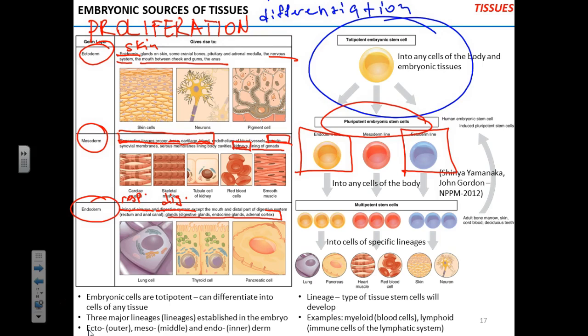So, again, for the ectoderm, skin, nervous system, and mouth and anus. For mesoderm, connective tissue, pretty much all of it. Skeleton, connective tissue proper, cartilage, muscle, kidneys. For endoderm, respiratory and digestive system, obviously except for mouth and anus. And that's pretty much it. Is that clear? Let's go back to our stem cells.